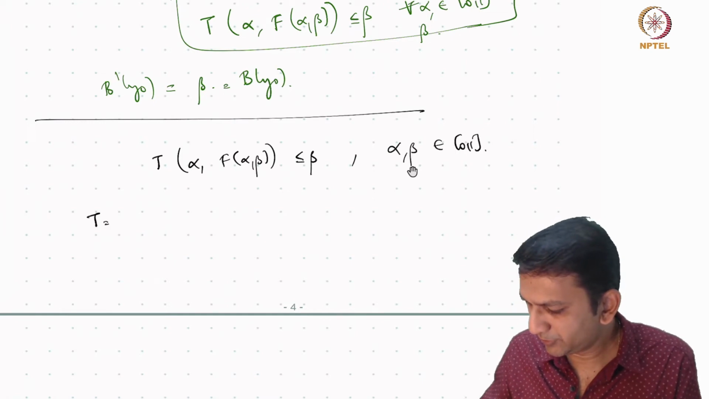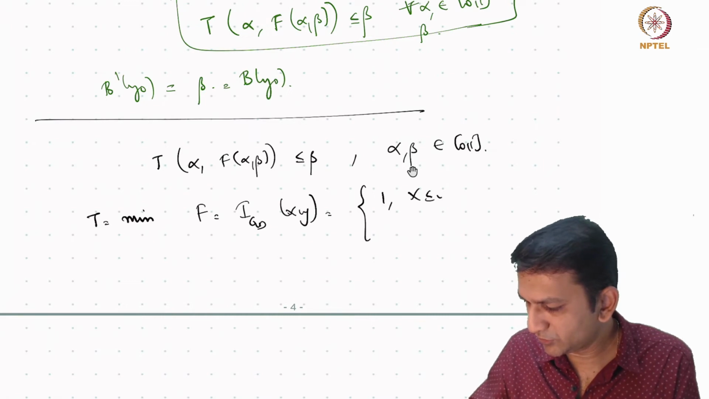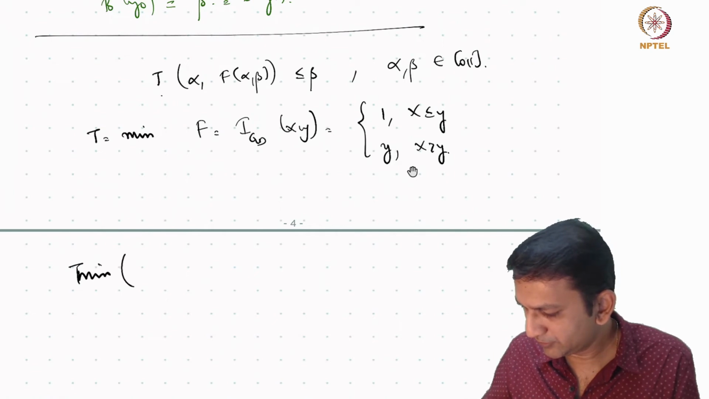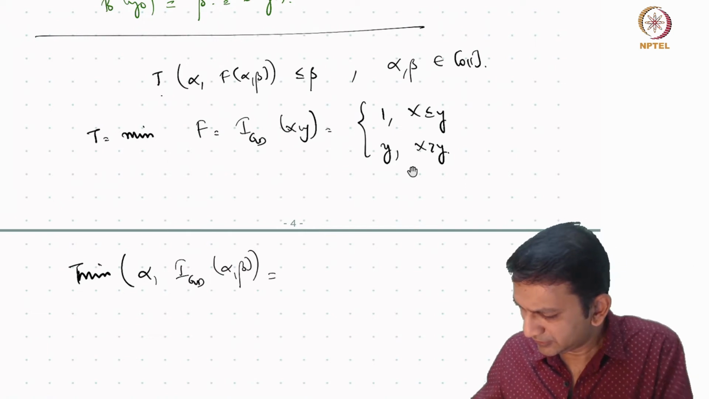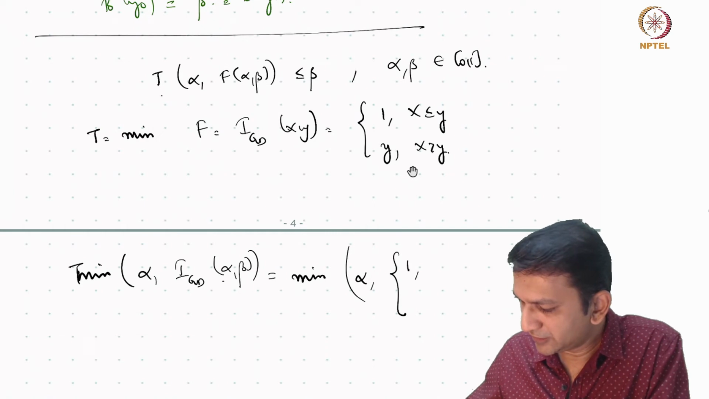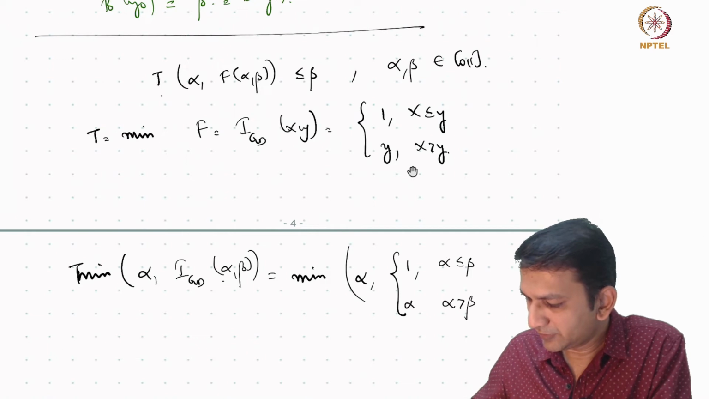Now let's consider T to be min and f to be the Gödel implication. This is nothing but 1 if x is less than or equal to y and y if x is greater than y. So now consider this right here. Substituting minimum for T, minimum of alpha, I Gödel alpha comma beta. Now we can write it like this: equal to minimum of alpha comma, note that if alpha is less than or equal to beta, it is 1, and if alpha is greater than beta, it is beta.